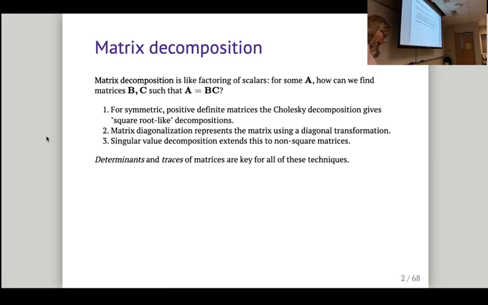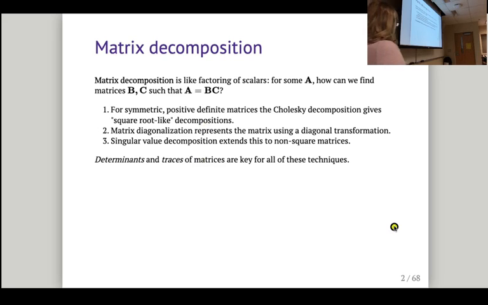This idea of matrix decomposition is analogous to factoring in scalar world. Essentially, how can I find components that when multiplied together produce some matrix of interest? So for example, given A, how can I factor or decompose that into B times C?